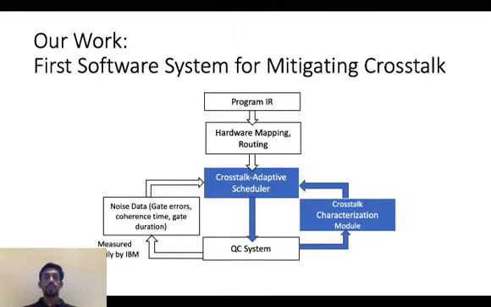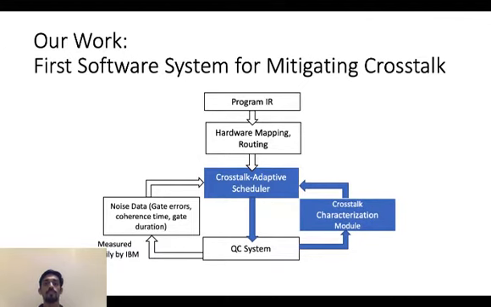So our work proposes the first software system for mitigating crosstalk. We have two main components. In the first component, we characterize the crosstalk present in a given quantum device. And in the second component, we take the intermediate representation of a program along with this characterization data, and we schedule the program to avoid the effects of crosstalk.